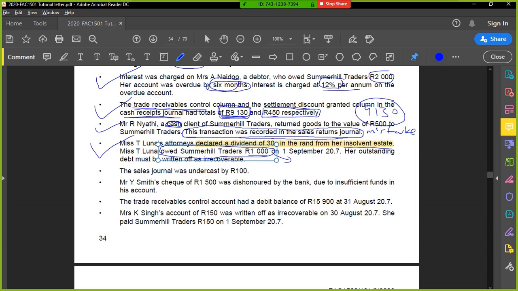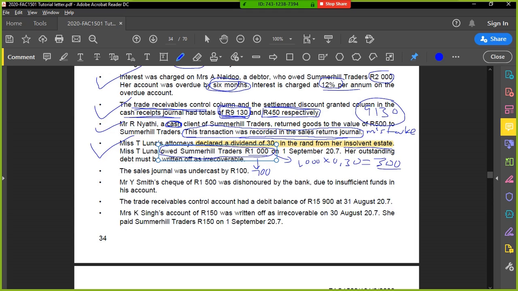Well, not 30 cents. 30 cents in the rand. So every rand, 30 cents of the rand. Does that make sense? So 1,000 times 30 cents is 300. So how much was received? 300. How much was written off? The difference: 1,000 minus 300, 700.